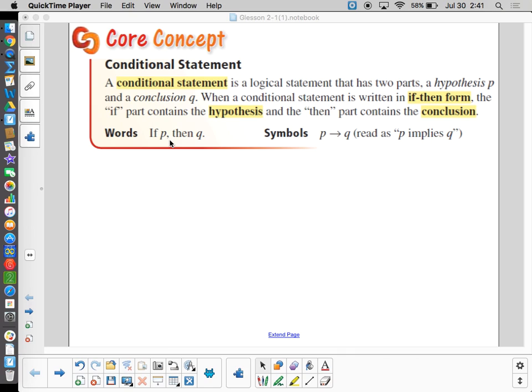Welcome to Chapter 2 of Geometry. In Chapter 2, we start discussing the logic of geometry. We're going to work our way towards deductive reasoning and doing some proof by the end of this chapter. It's a different chapter. It's not very mathy.